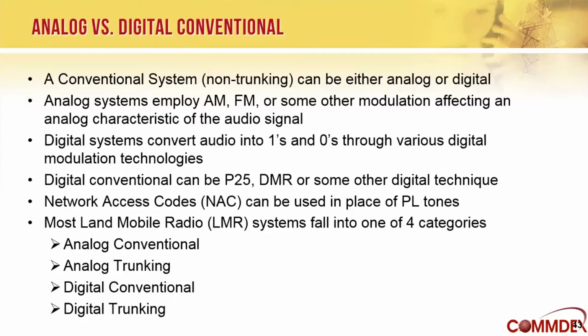So to sum that up, all the local radio systems out there will fall into one of the 4 groups: either analog conventional, analog trunking, digital conventional or digital trunking.